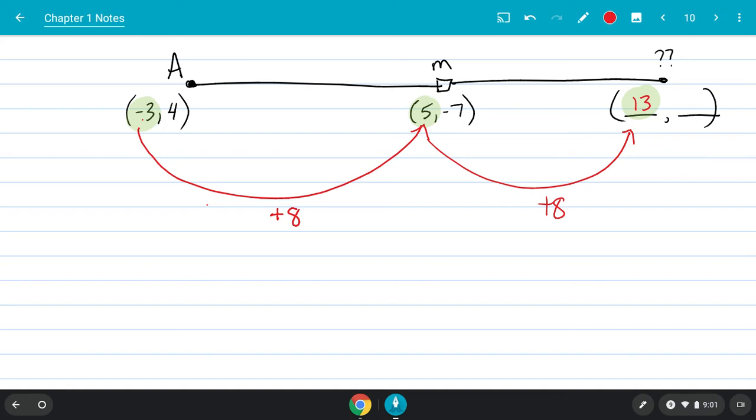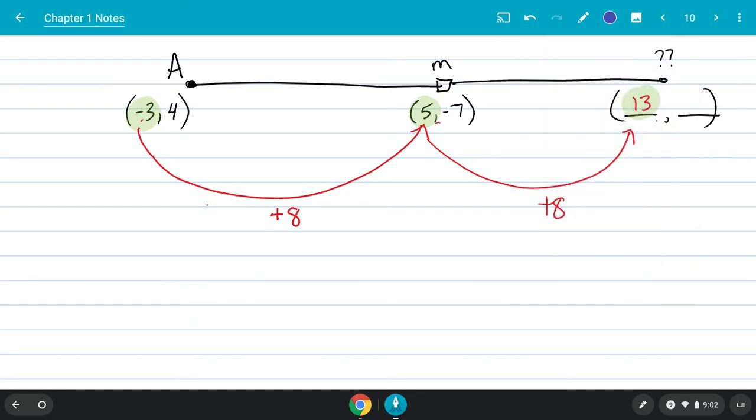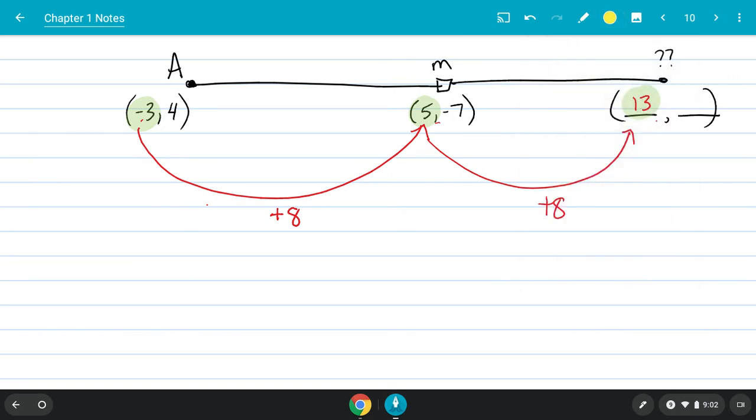So again, from -3 to 5, I went up 8. That's halfway, so I need to go up 8 again, and I end at 13. And then I do the same thing for the y. So I would go from here to here to here.